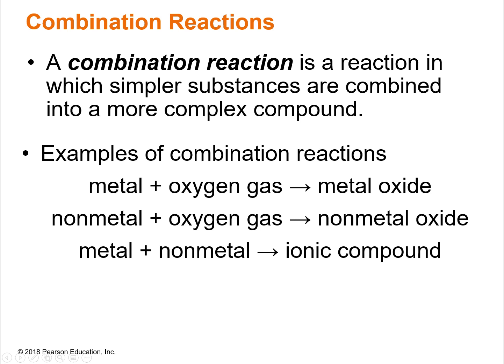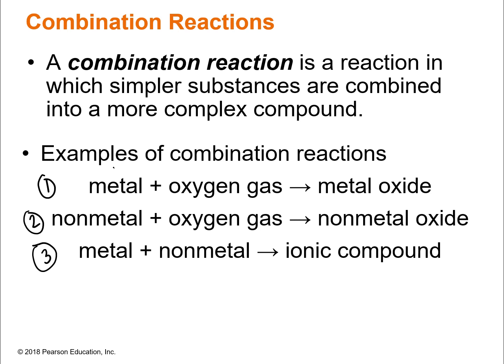So we'll talk about combination reactions first. That's when we said the simpler substances are combined to make one more complex product. I've got 3 examples of combination reactions. What I'm not going into detail on here is the patterns of how you make certain things. I've got the generic: metal plus oxygen gas makes a metal oxide. On your homework, you might need to make a prediction as to what that product will be.